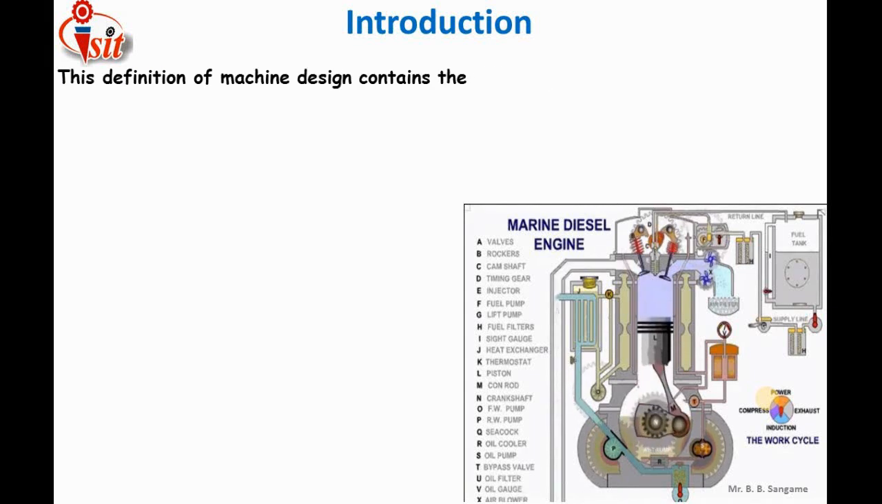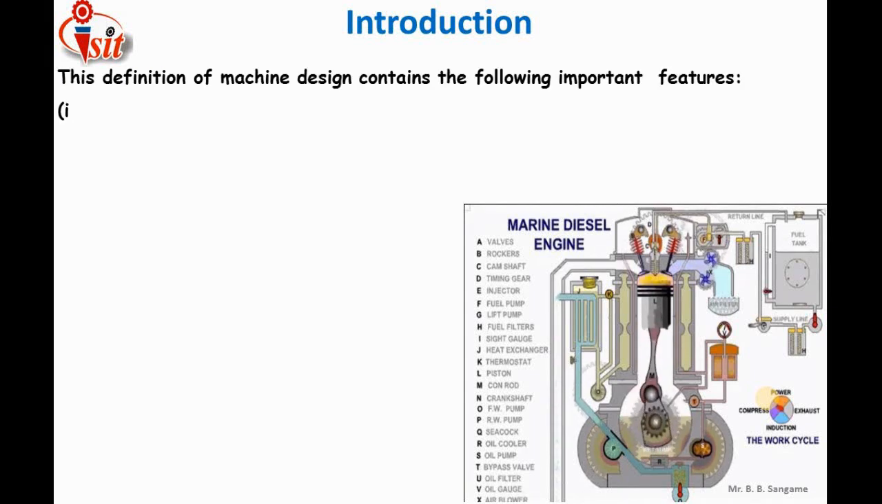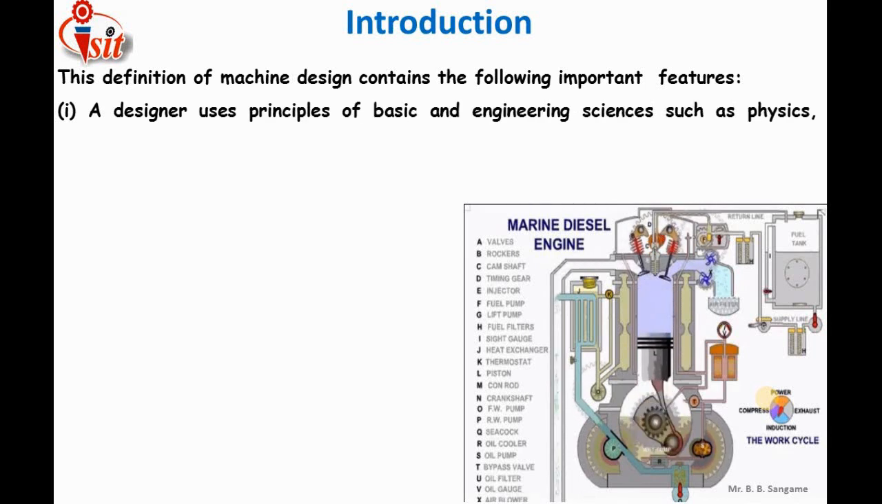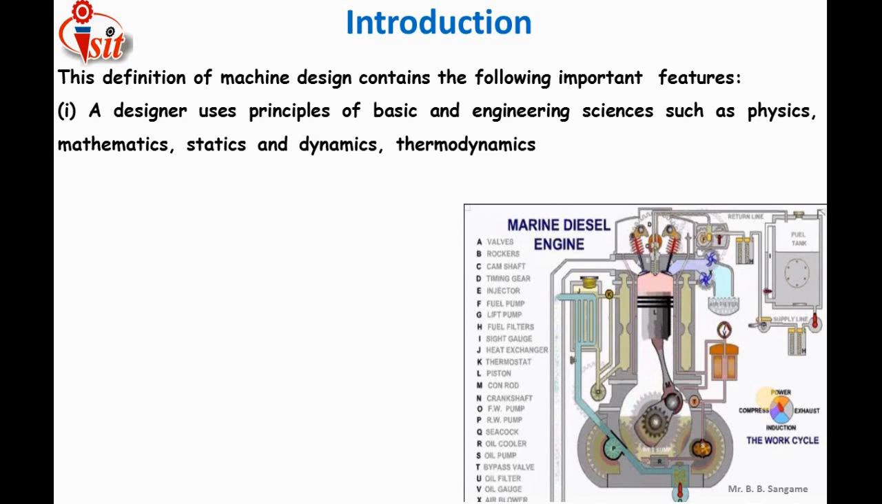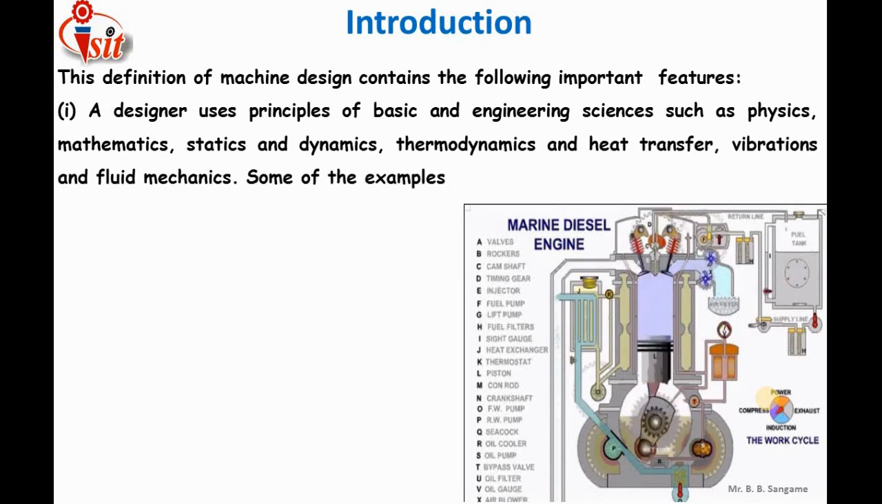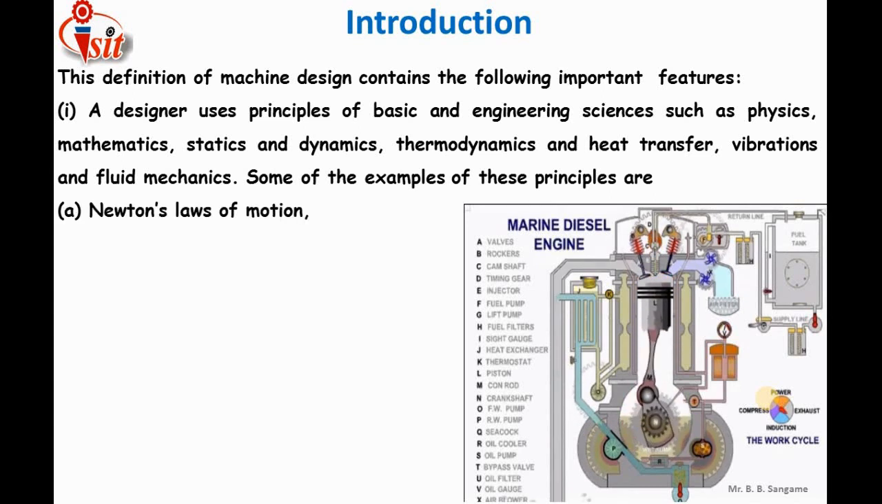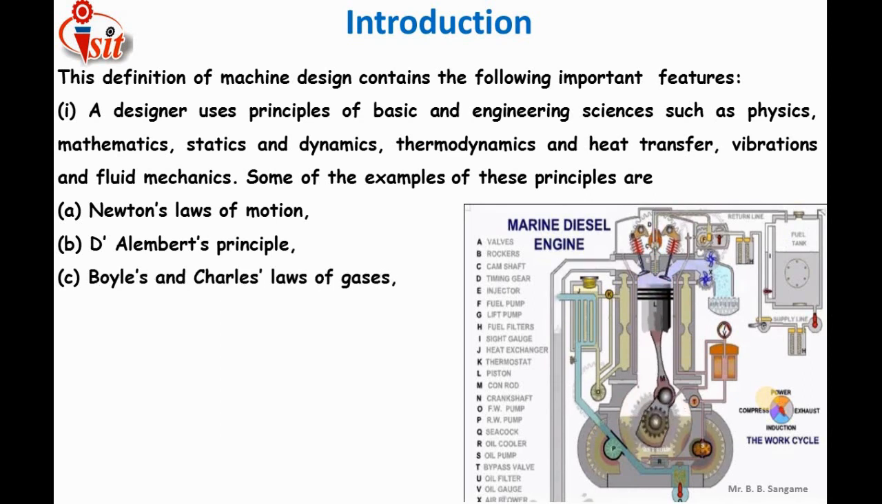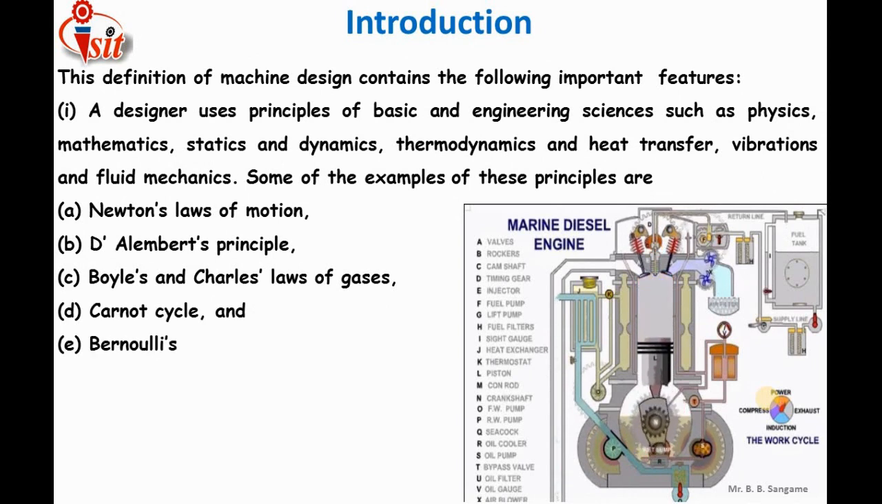So this definition of machine design contains the following important features. A design engineer uses principles of the basics of engineering and sciences such as physics, mathematics, statics, dynamics, thermodynamics, heat transfer, vibrations, fluid mechanics. Some examples of these principles are Newton's law of motion, D'Alembert's principle, Boyle's and Charles' law of gases, Carnot cycle and Bernoulli's theorem.